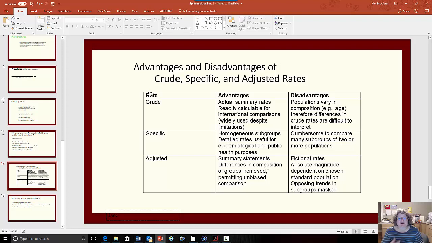Adjusted rates are summary statements and the differences in the population are removed. As we said, we kind of use the standard of the normal population and apply it to our study population. And so it's not entirely accurate. So these are fictional rates and the magnitude depends on the standard population that was chosen. So if you picked a standard population that was completely different from your population under study, then your adjusted rates are not going to be applicable and you'll have problems with your data.